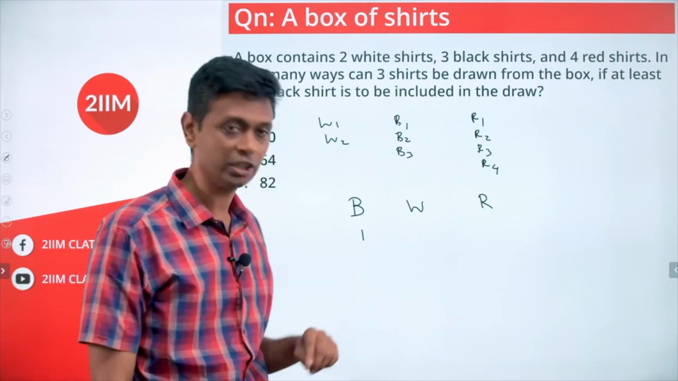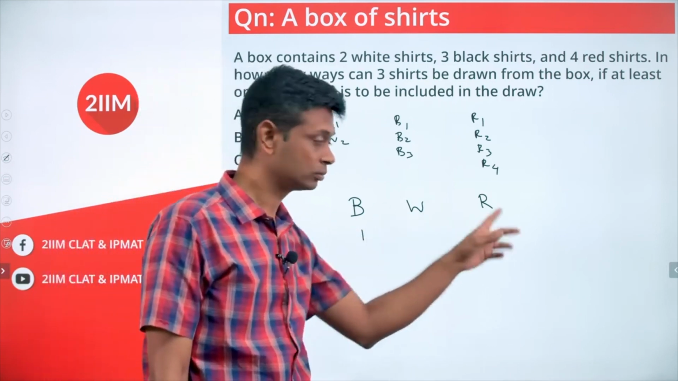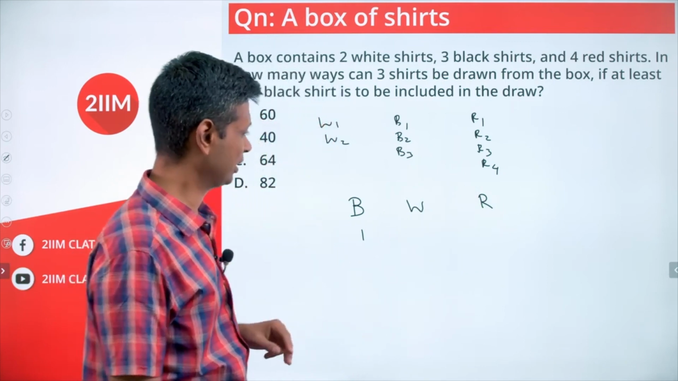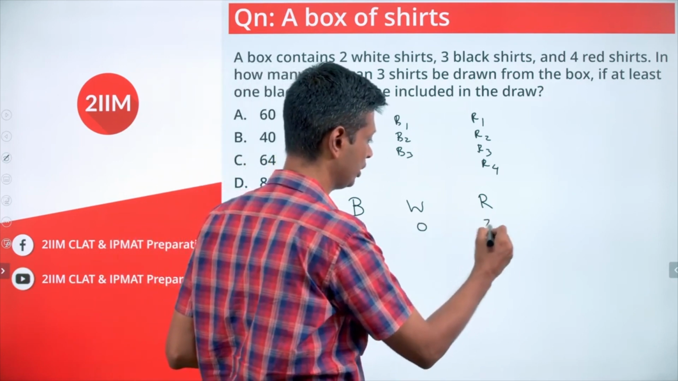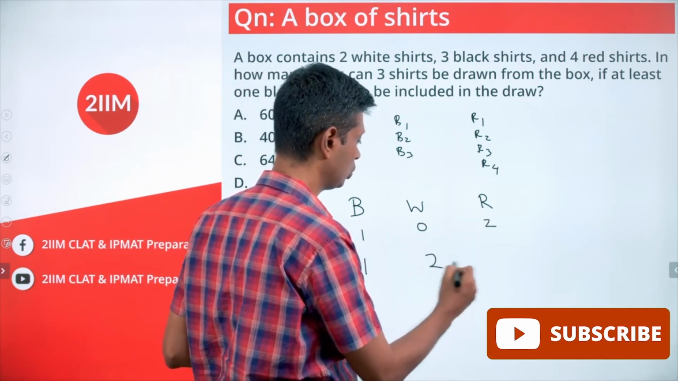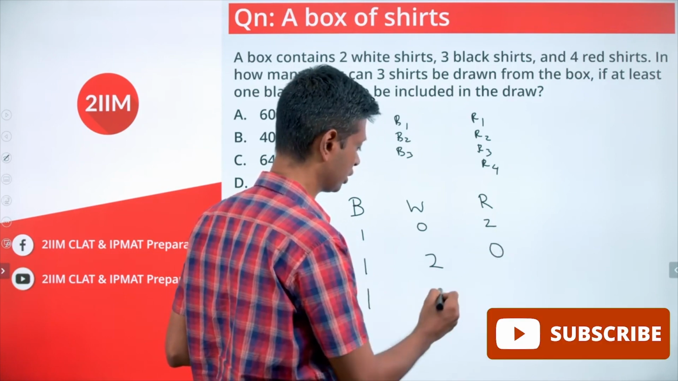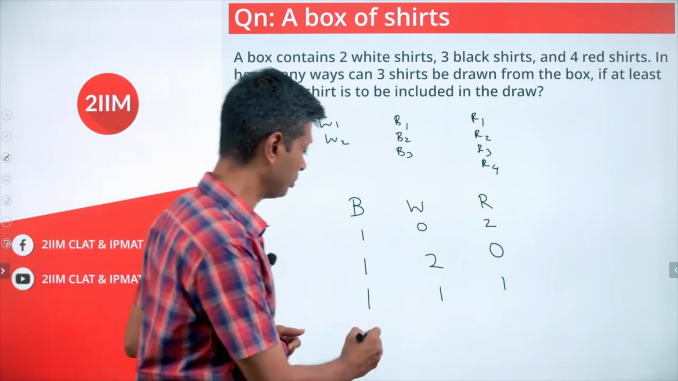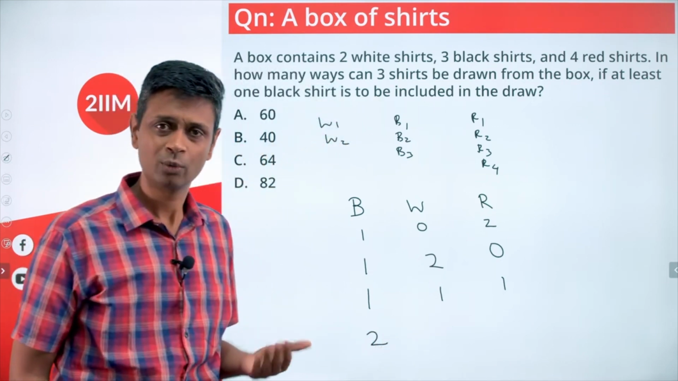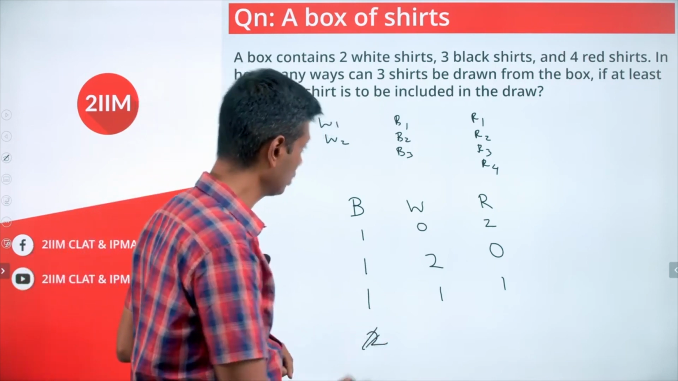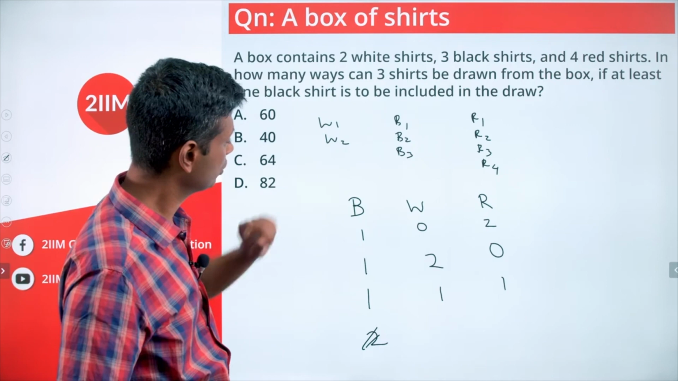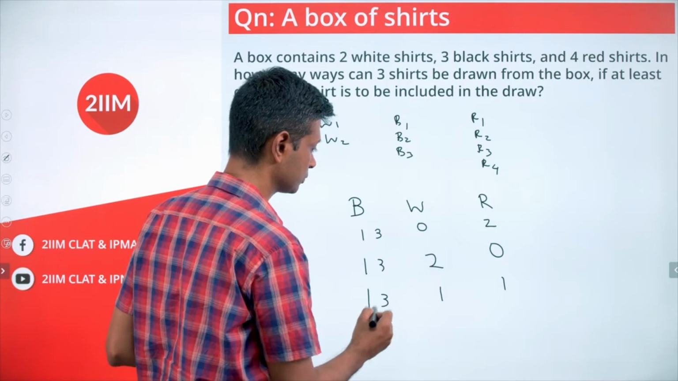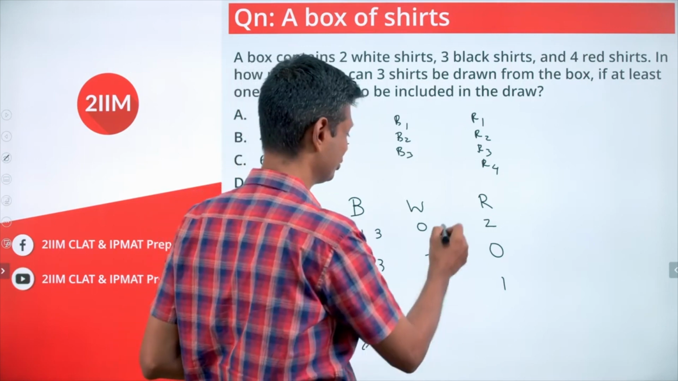So 1 black shirt. That means the other 2 are from white and red. Right? So 1 black shirt is selected. We could have 0 white and 2 red, or 1 black shirt, 2 white and 0 red, or 1 black shirt, 1 white, 1 red. And then we'll have to move on to there being 2 black shirts. We'll come to that. Let me compute this first. Right? Out of 3 black shirts, we select 1. This can be done in 3 ways. Out of 2 white shirts, we select nothing. So there's only 1 way.